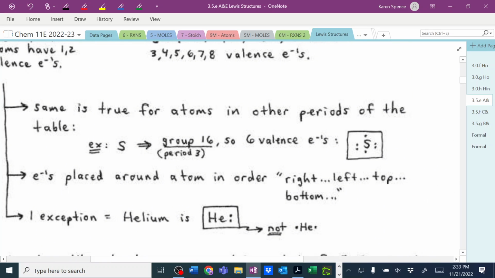So this is the same for all other periods. It doesn't matter what period you're in. If you're in group 16, you have 6 valence electrons. So sulfur, which is in group 16, would have 1, 2, 3, 4, 5, 6. Would it be okay to draw it like this? 1, 2, 3, 4, 5, 6? Yes, it would totally be fine. Okay?